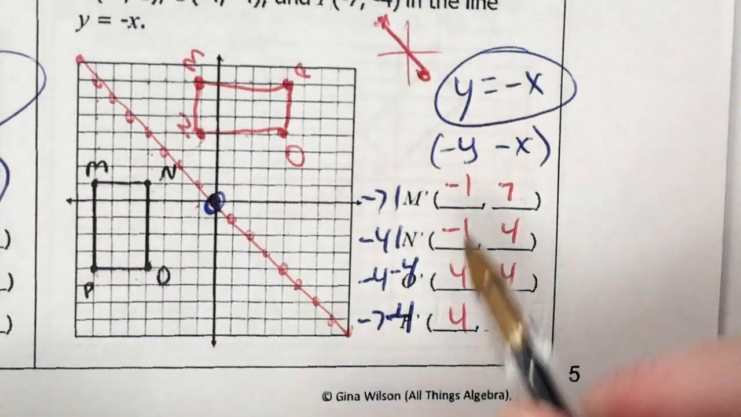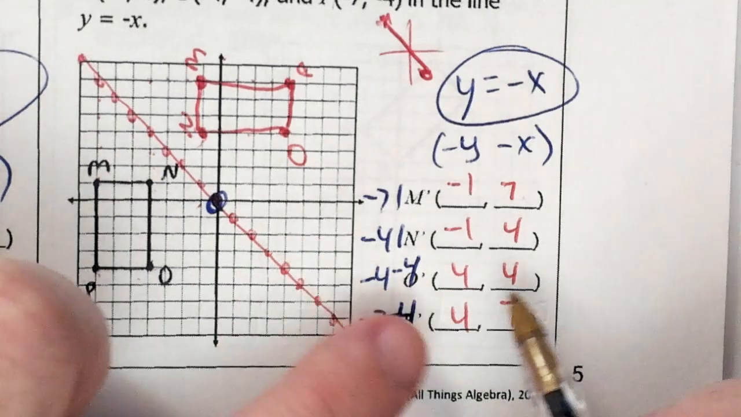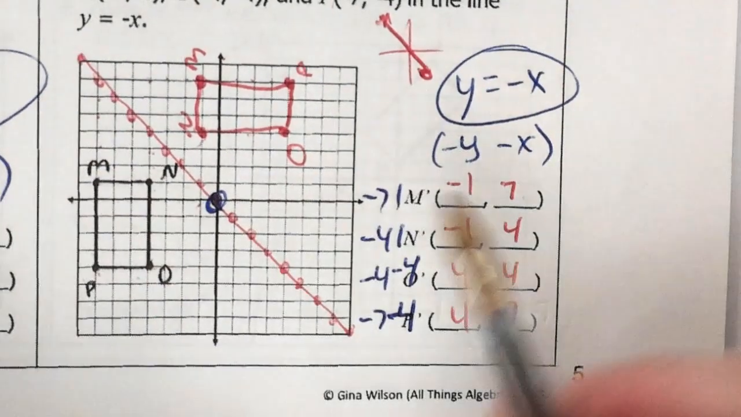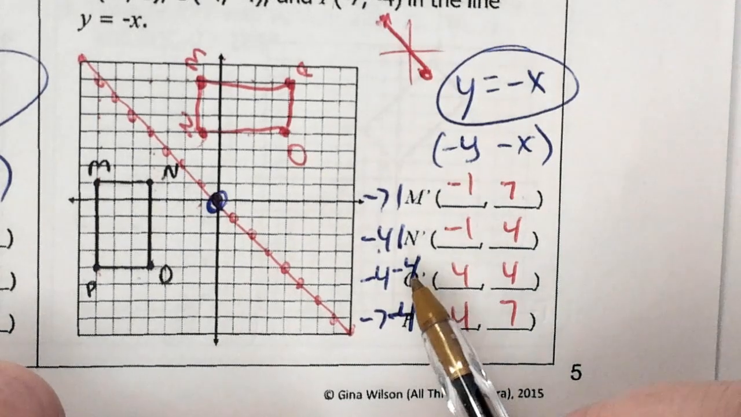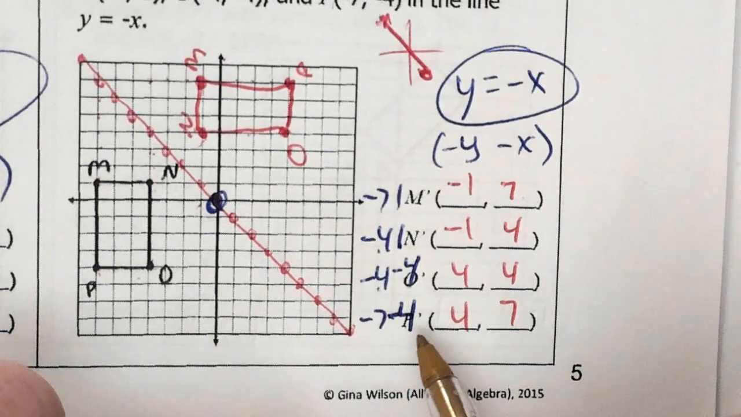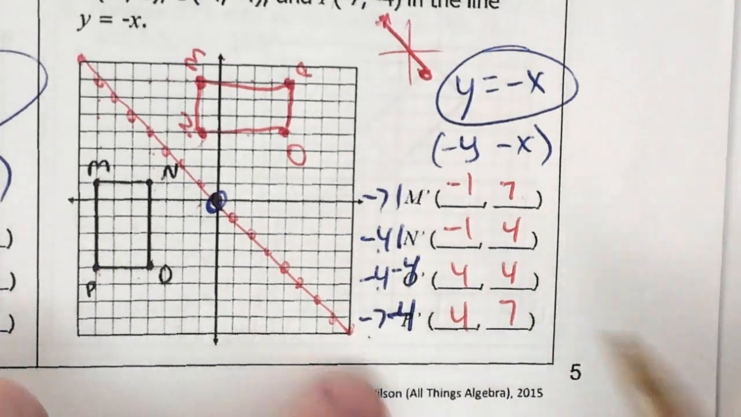It's a good way to double check your digits because you might have just miscounted. So -1, +4. Yep. +4, +4. Yep. And +4, +7. Everything checked out, and that's it.